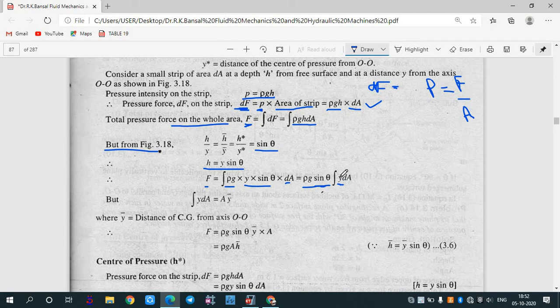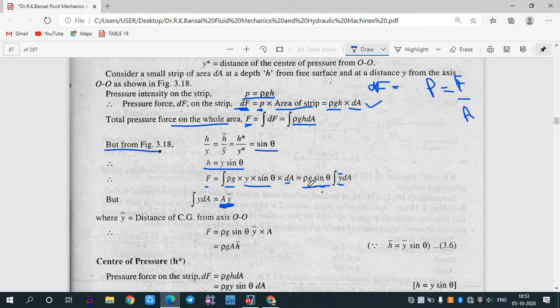So instead of y, we will write what? y bar. Okay. So dA will get converted into the total area of your body, and y will convert into y bar. But we don't want this y bar. We want the value of what? For the center of gravity from the free surface that we need, that is your h bar. So we'll convert this y bar into h bar. How we'll convert that?